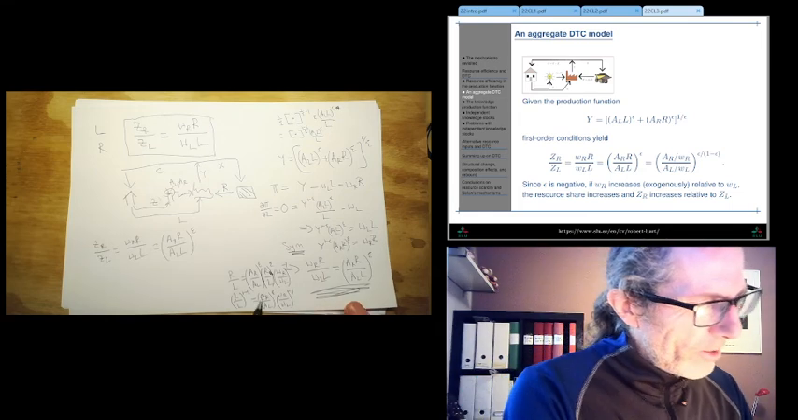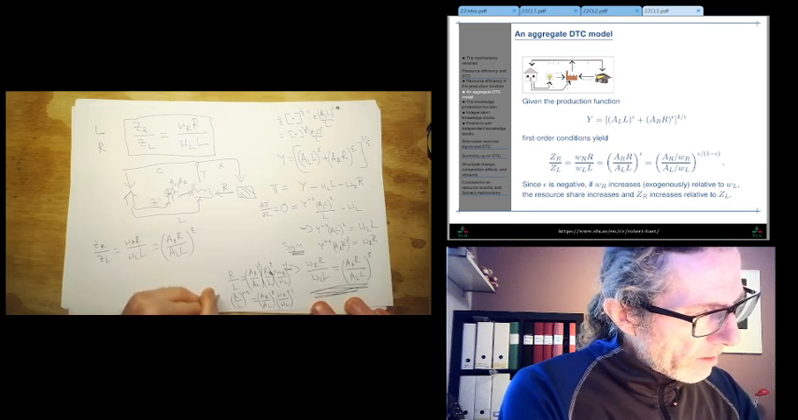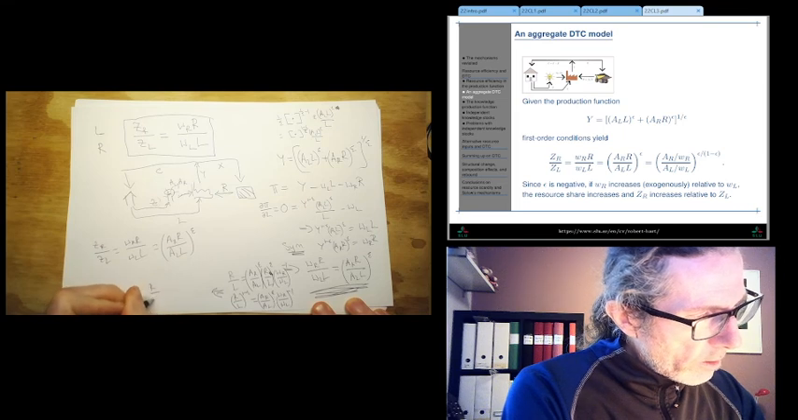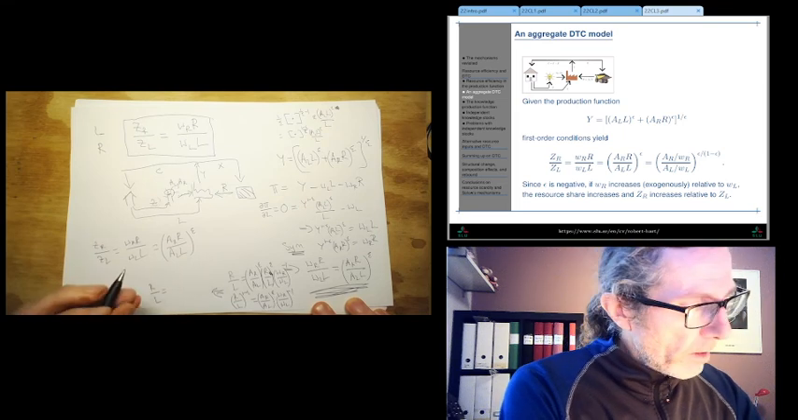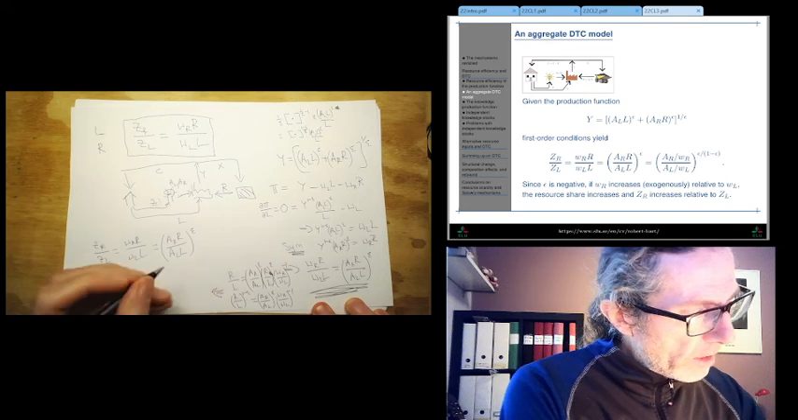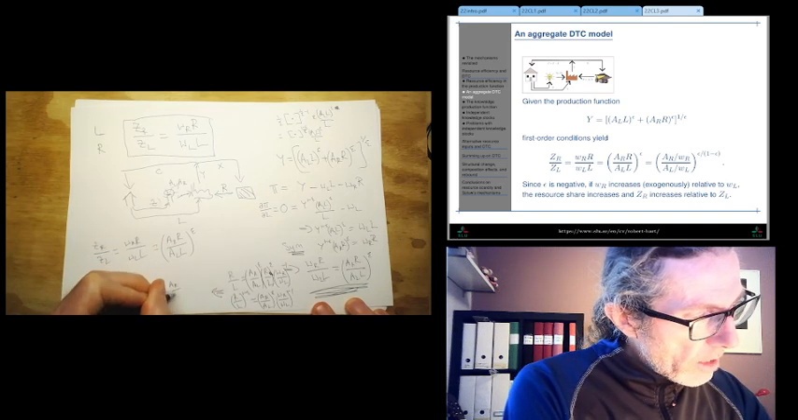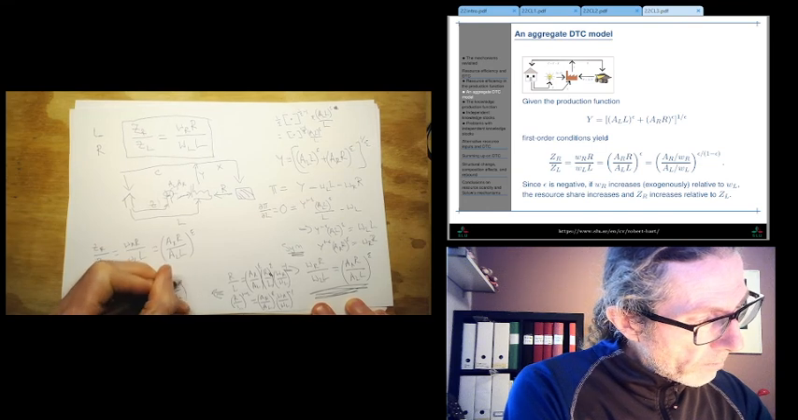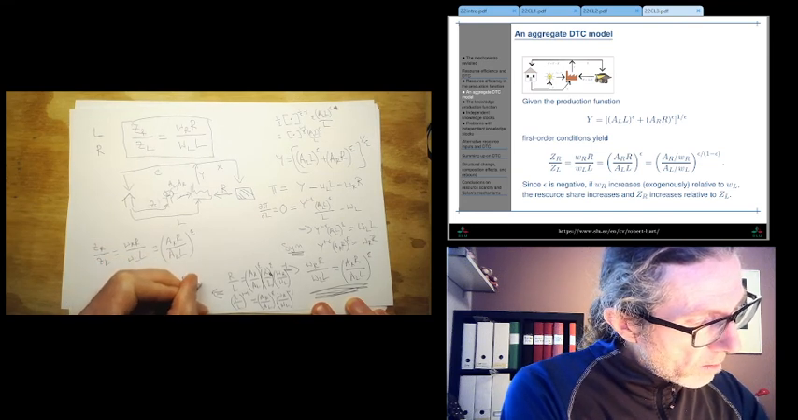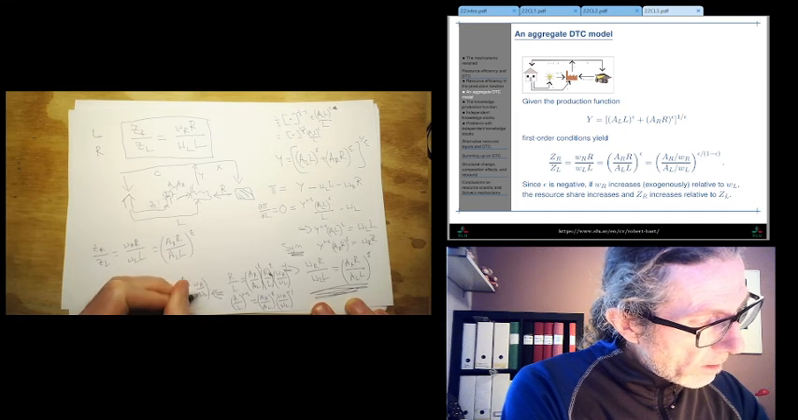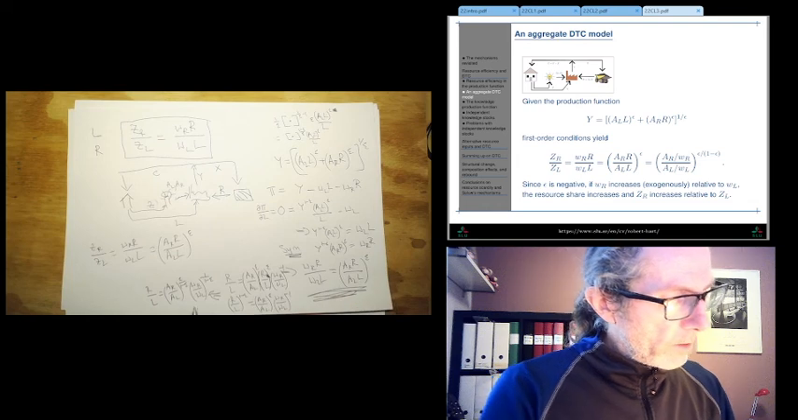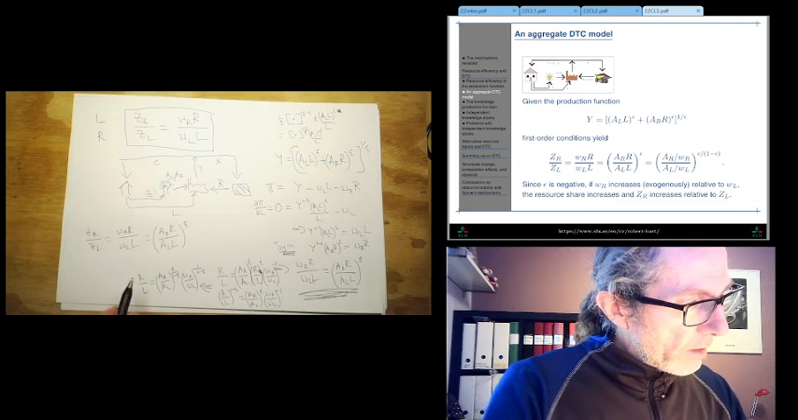Okay, so we got this. So then we've got R over L equals, raising everything to the power 1 over 1 minus epsilon, AR over AL to the epsilon over 1 minus epsilon, WR over WL to the minus 1 over 1 minus epsilon. So that's R over L.